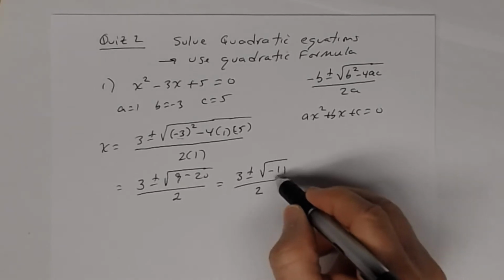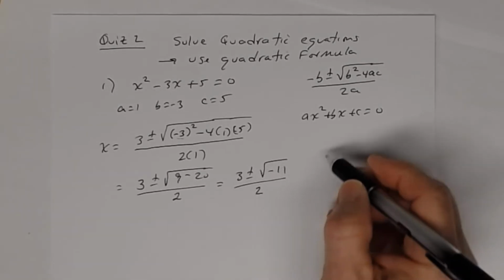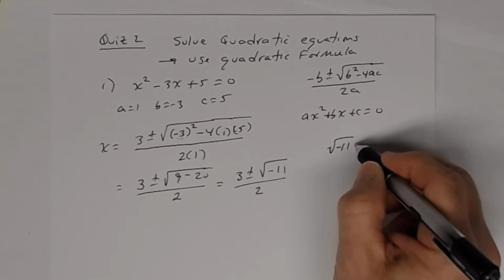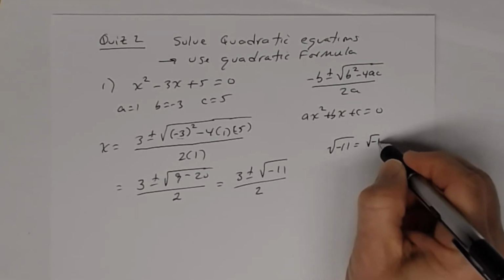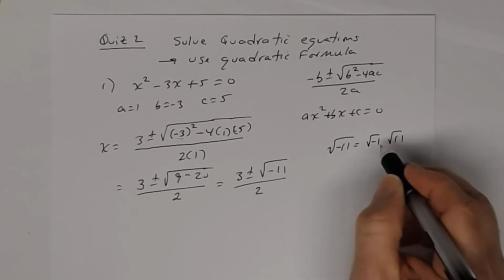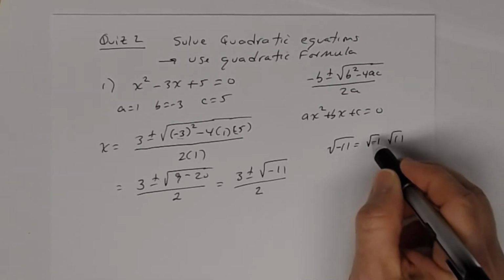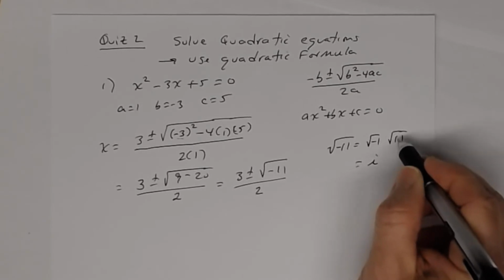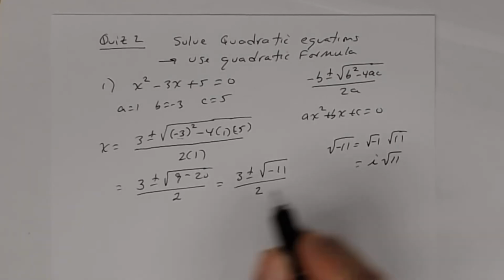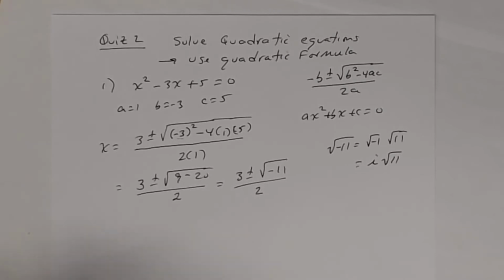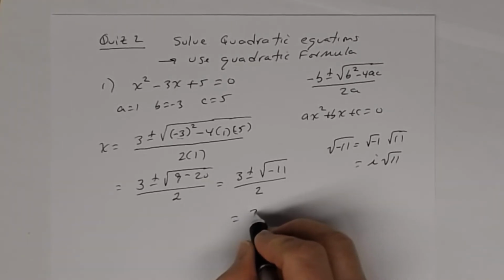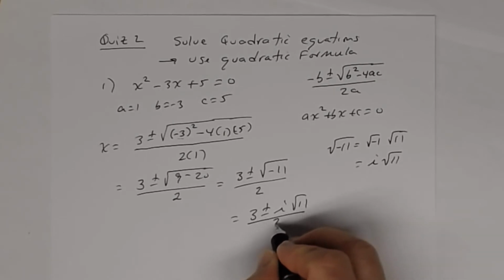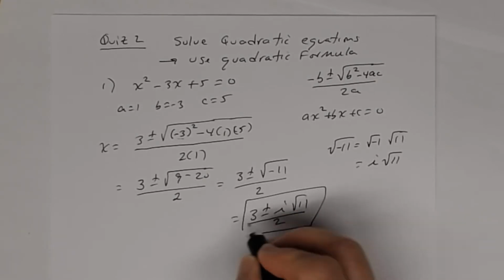And we have to remember, we can simplify the square root of negative 11 in this sense. So we know that the square root of negative 11 is the square root of negative 1 times the square root of 11. And we know that the square root of negative 1 is defined to be the imaginary unit i. Now the square root of 11 I cannot simplify, so I'm just going to leave it as the square root of 11. So this part becomes 3 plus or minus i square root of 11, all divided by 2. And so there's your solution.